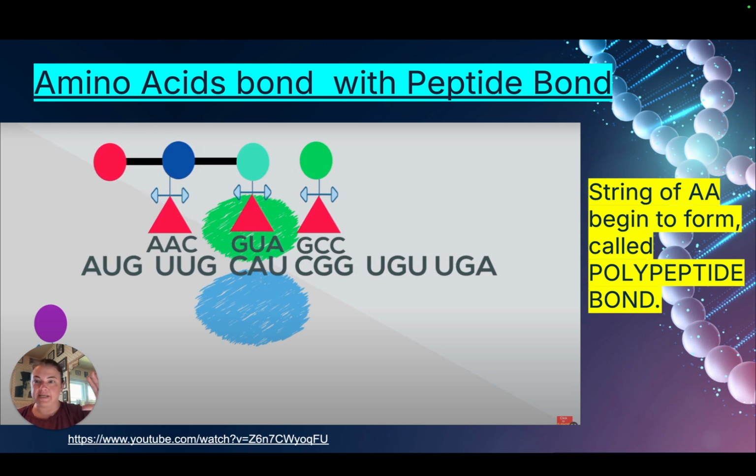This is super critical for that polypeptide protein creation. So, those amino acids at the top all start to connect to one another as more mRNA codons and anticodons make their way in. That's going to ultimately result in a peptide bond. And the more that happens and the more strings of amino acids arrive, we finally arrive at something called a polypeptide bond.